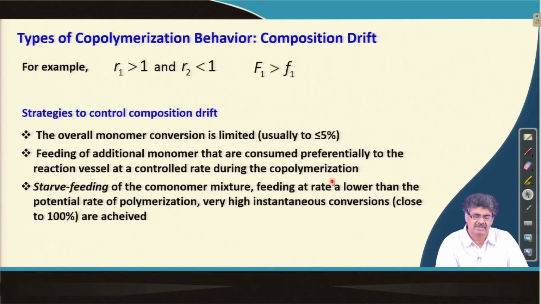Third is the possibility of starve feeding, that means we can basically supply or add into the reaction mixture a lower amount of total monomer compared to the potential rate of polymerization. So, basically effectively once the polymerization starts, it can immediately consume all the monomers. So, basically 100% conversion happens very quickly. As a result, the copolymer chains will have almost similar composition.